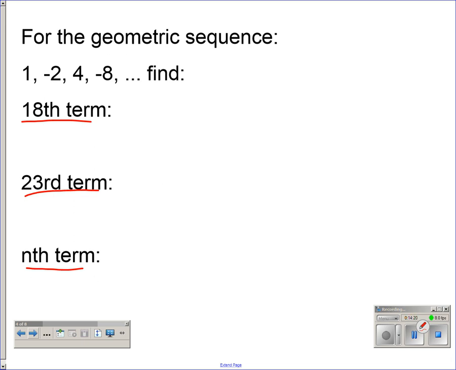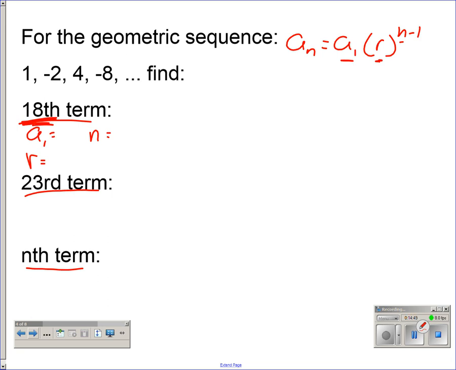So, okay, for the geometric sequence, if I need to find any nth term, remember the explicit formula is the one that we're going to be using. A sub n equals my first term times my rate to the n minus 1. So if you can fill in all those variables, you can find any nth term. And those are the only three variables we need to know.